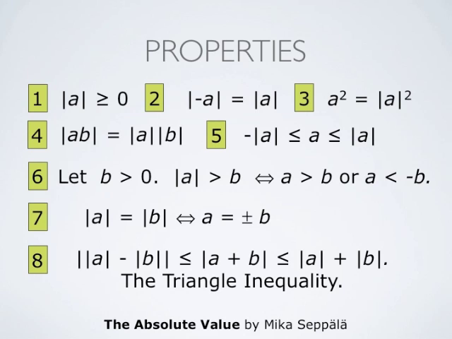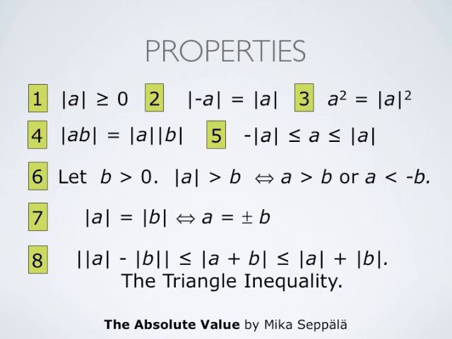We conclude this presentation by summarizing the properties of the absolute value. First of all, the absolute value of any number is always non-negative. The absolute value of negative a is the same as the absolute value of a. The absolute value of a squared is the same as a squared. The absolute value of a times b is the absolute value of a times the absolute value of b. a is always between negative of its absolute value and its absolute value, and if b is positive, then the absolute value of a is larger than b if and only if a is either larger than b or less than negative b.